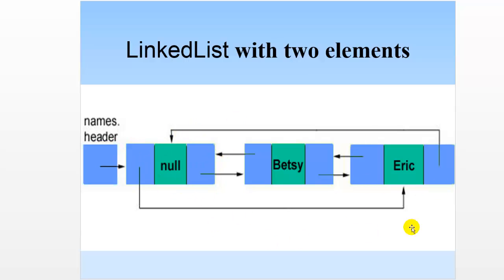So they're all pointing to either a next or a previous, and it makes it a lot easier when Betsy gets all the way over here. How do I get back to Eric? Well, you just have to take the header's previous to get back to Eric. So it's a lot easier to move around the list.